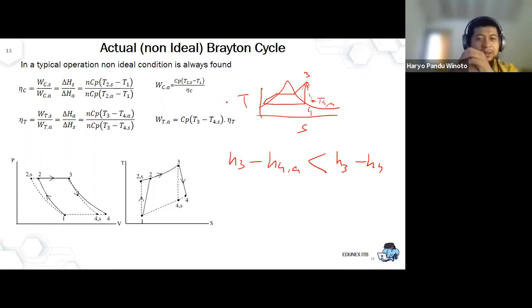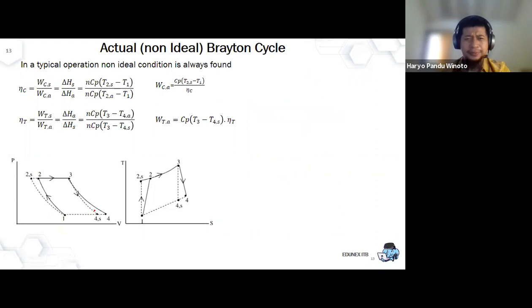It means the efficiency of your compressor is deteriorating, is reduced. Okay, that's the logic. Do you understand this thing? I'm always starting from the simplest thing first. So that's why I give you this assignment, maybe later.